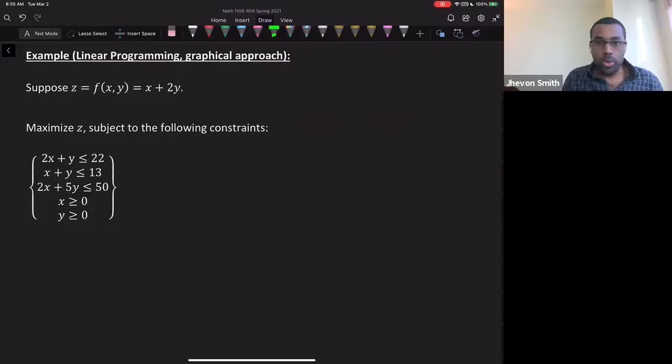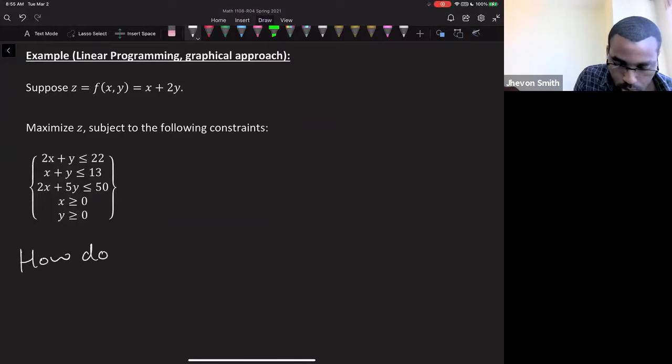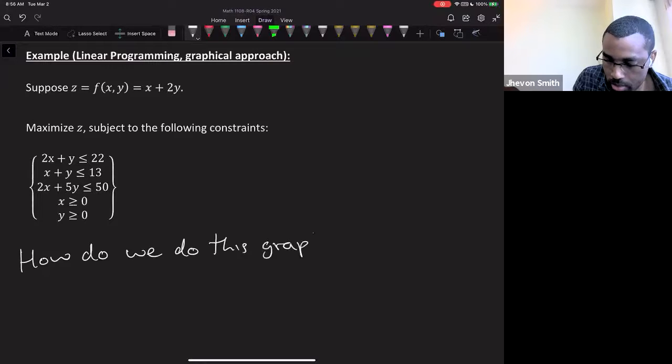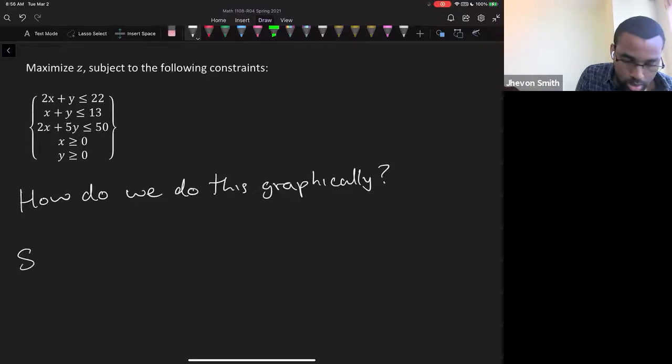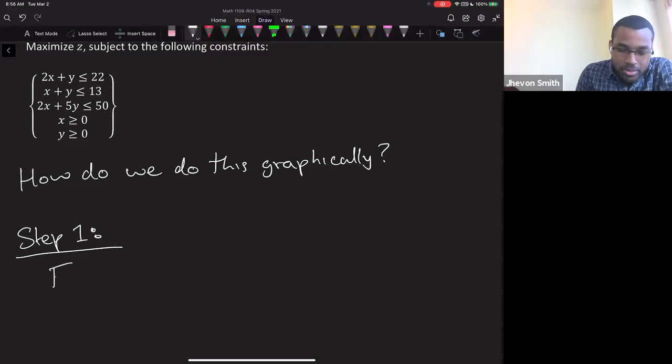How do you actually go about doing this graphically? So let's do that. Okay, so here we go. Step 1 is to basically find the feasible region, if it exists.